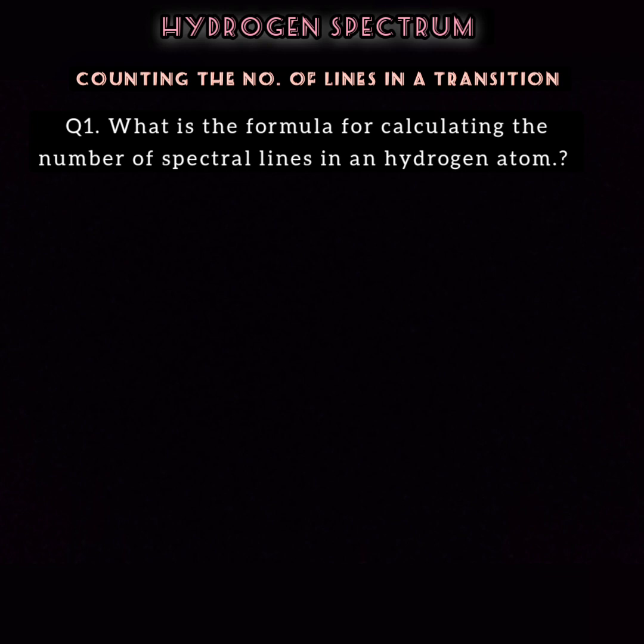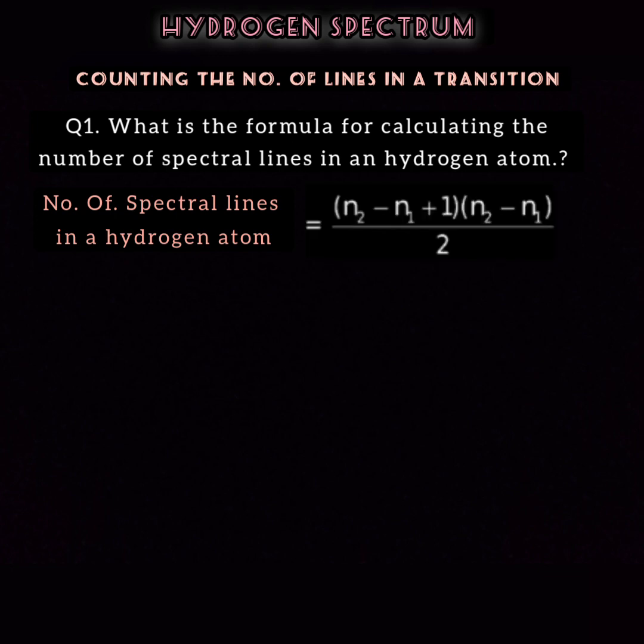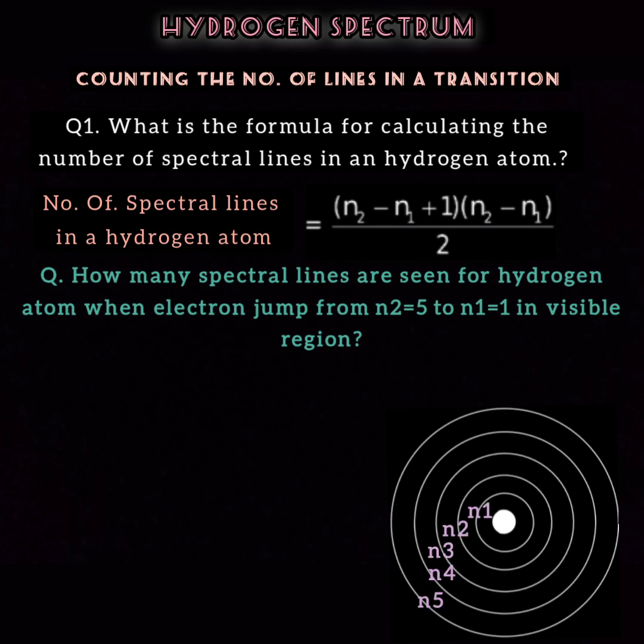Here is a question. What is the formula for calculating the number of spectral lines in a hydrogen atom? Here is the formula. Number of spectral lines in a hydrogen atom equal to (n2 minus n1 plus 1) into (n2 minus n1) divided by 2. Next question is, how many spectral lines are seen for hydrogen atom when electron jumps from n2 equal to 5 to n1 equal to 1 in visible region?